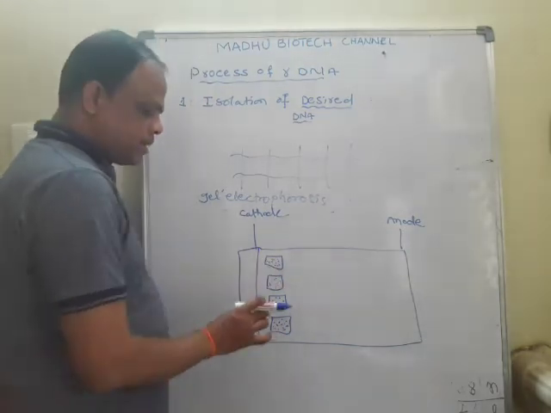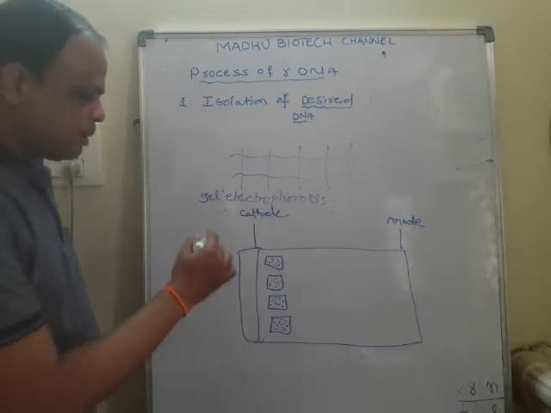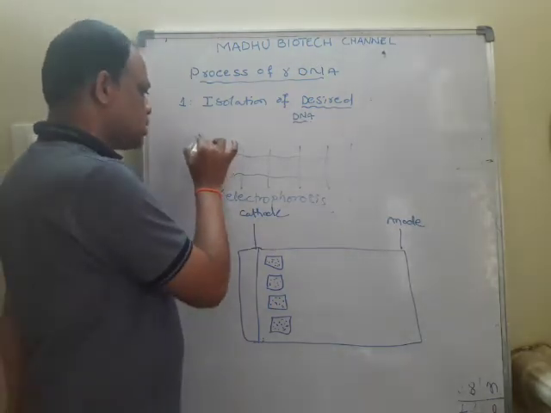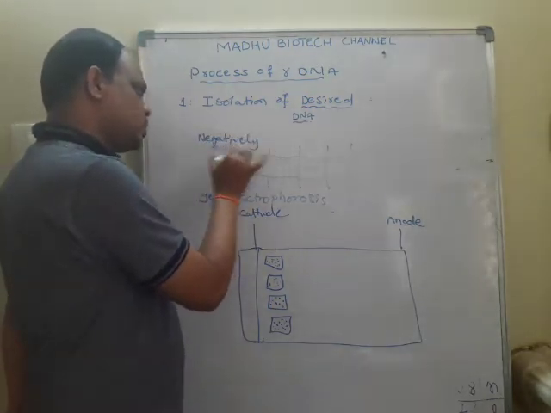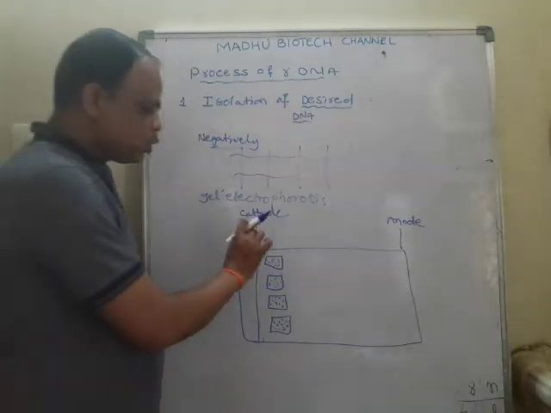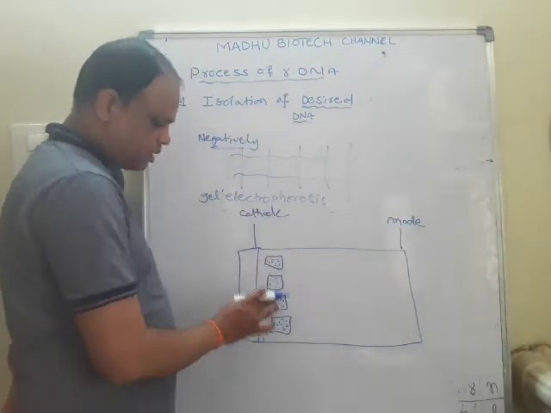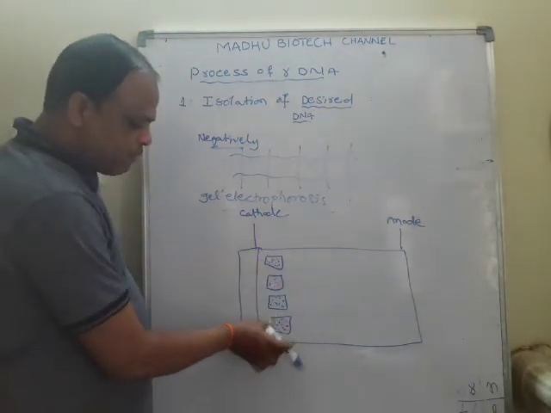Then we are affected with electric charge. So at that time what happened here? Normally the DNA particles are negatively charged, so the negatively charged DNA particles move from the cathode to the anode. So this is the gel electrophoresis chamber. We pour the DNA material into the wells.